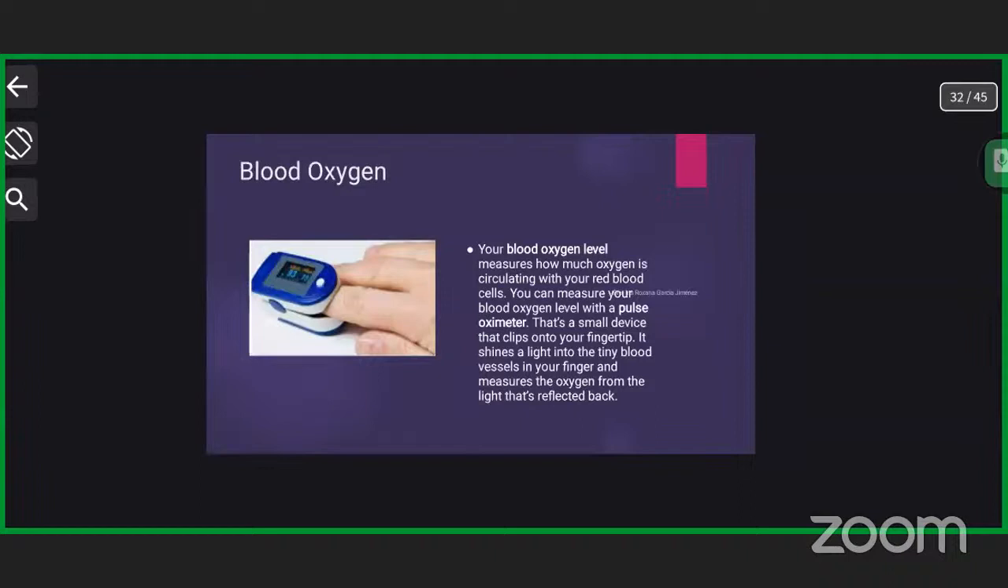Let's talk about blood oxygen. A general view of this, of course.